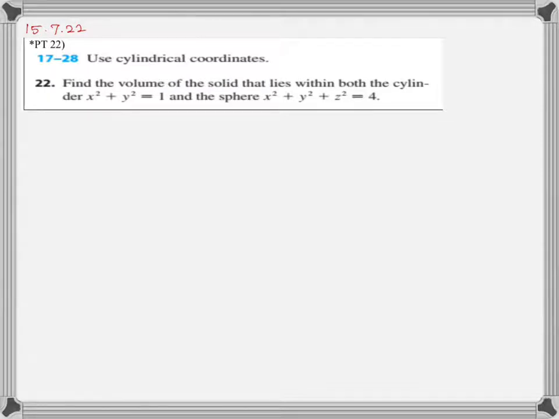So we are using cylindrical coordinates to find the volume of a solid. What is this solid made of? It's made up of a cylinder x squared plus y squared equal to 1 and a sphere x squared plus y squared plus z squared equal to 4. So first, let's recap what cylindrical coordinates means.